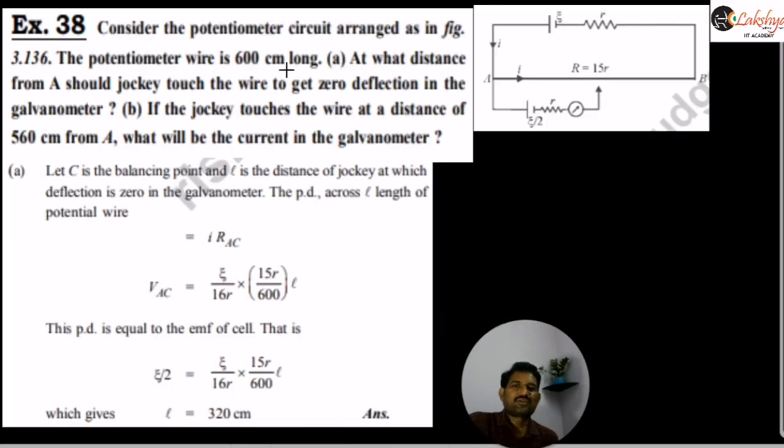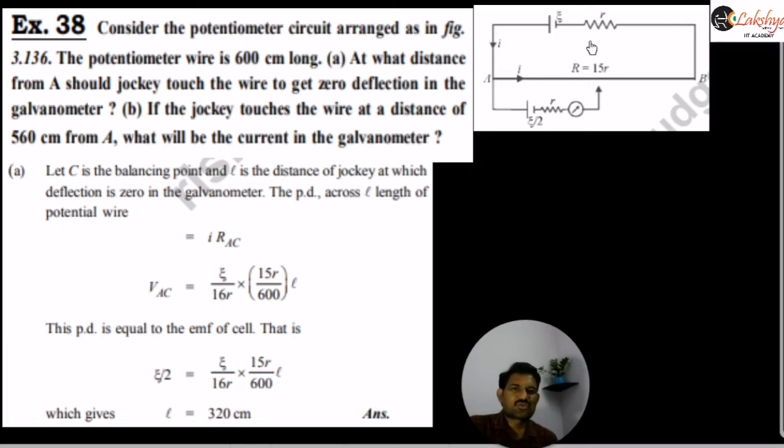And so now let us see this problem. If you observe, consider this potentiometer circuit arranged as shown in the figure. The potentiometer wire is 600 centimeters long. At what distance from A should the jockey touch the wire to get zero deflection in the galvanometer? If the jockey touches the wire at a distance of 560 centimeters from A, what will be the current in the galvanometer, right?